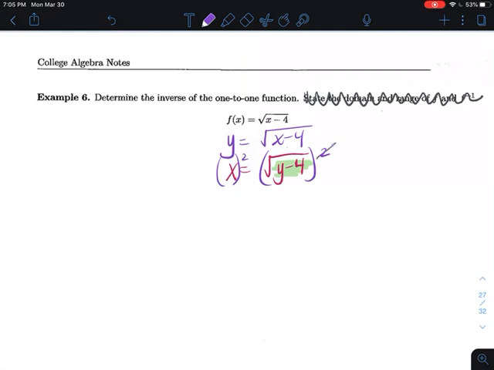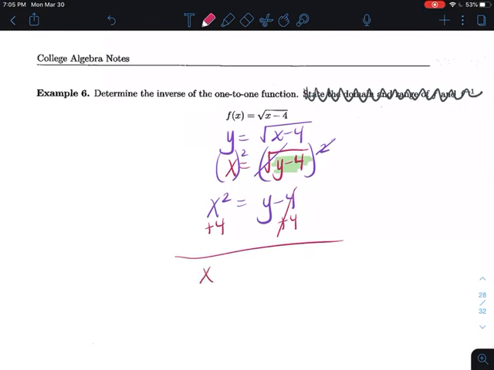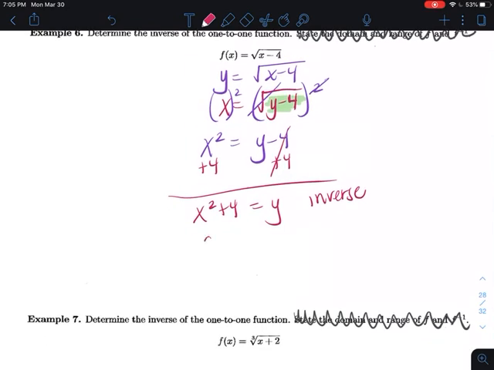So when I square a square root, they cancel out, and I'm left with x squared equals y minus 4. To get the y by itself, I need to add 4 to both sides. So this leaves me with x squared plus 4 equals y. This is your inverse. Once you get y by itself, you're left with the inverse. Again, the notation for inverse will be f to the negative 1 of x. And the answer is x squared plus 4.